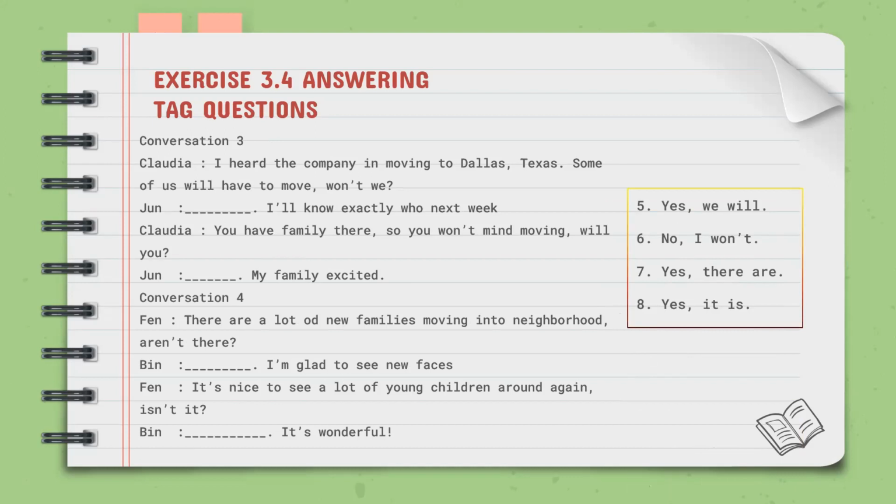And the fourth conversation is going to be between Van and Bin. There are a lot of new families moving into the neighborhood, aren't there? The answer is yes, there are. I'm glad to see new faces. It's nice to see a lot of young children around again, isn't it? And the answer is yes, it is. Okay, thank you for group 1.